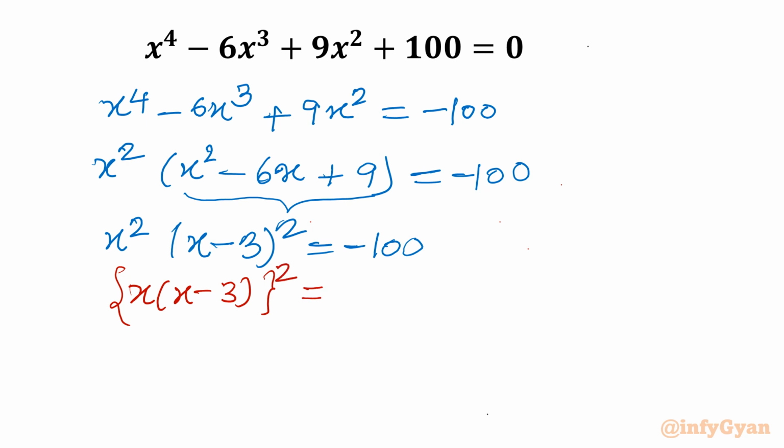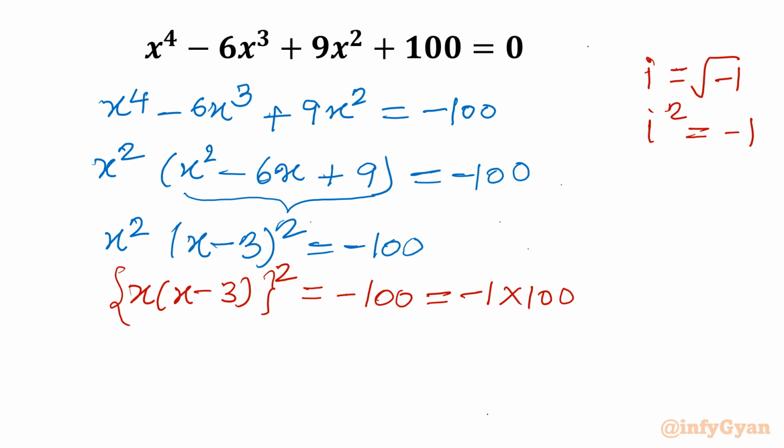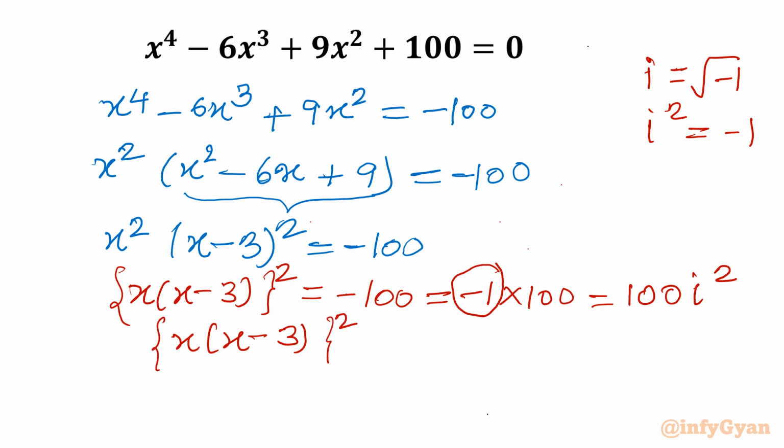That means complex solutions. So I can replace this minus 1 as minus 1 times 100. So I can write i is equal to square root of minus 1. i square we know it is minus 1. So we can replace this minus 1 as i square. So it is 100 i square. So left hand side x times (x minus 3) whole square, and right hand side it is (10i) whole square.